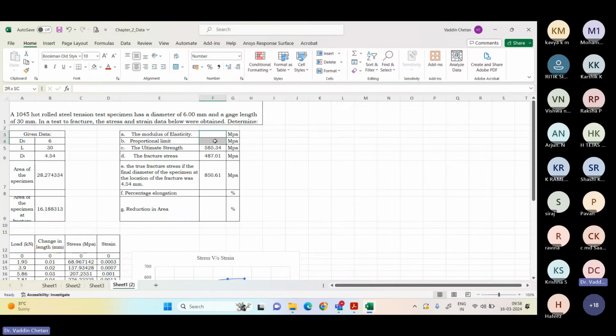Now I have two more things. One is the modulus of elasticity, and the second one is the proportionality limit. So modulus of elasticity means that we know that within the proportionality limit, the stress is directly proportional to strain. That is your Hooke's law, right? Within the elastic limit. So we need to first identify till where it is showing an elastic behavior.